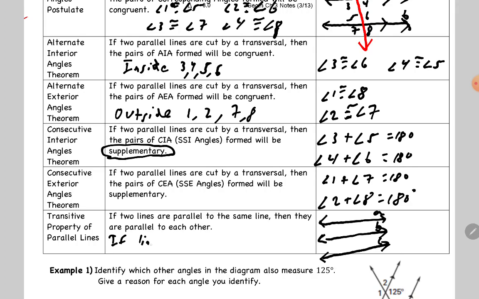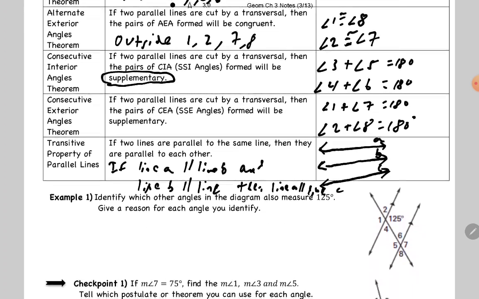So if line A is parallel to line B, and line B is parallel to line C, then line A is parallel to line C. So if A goes to B and B goes to C, then A can go to C. That's the transitive property.